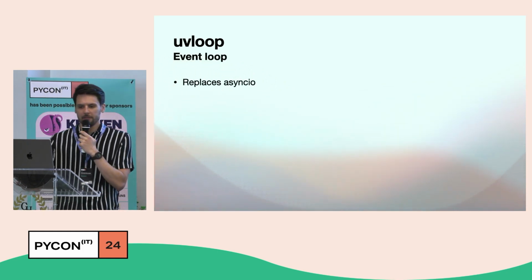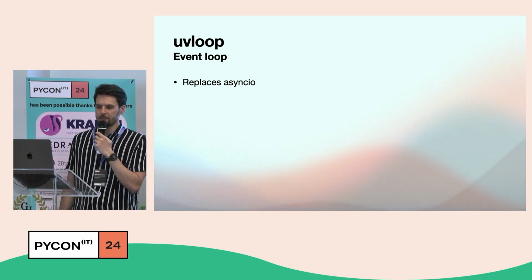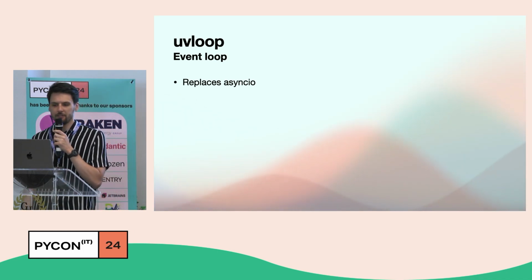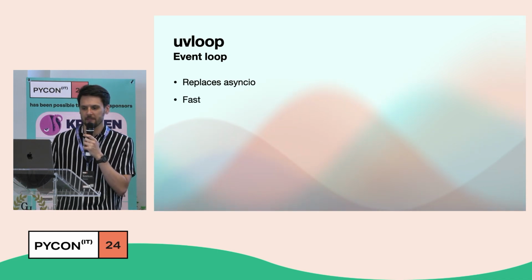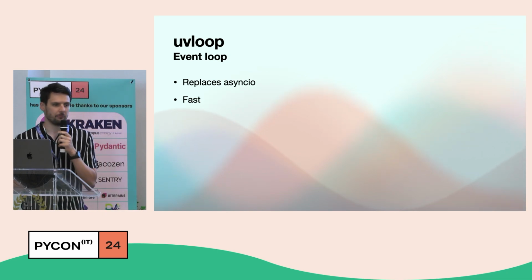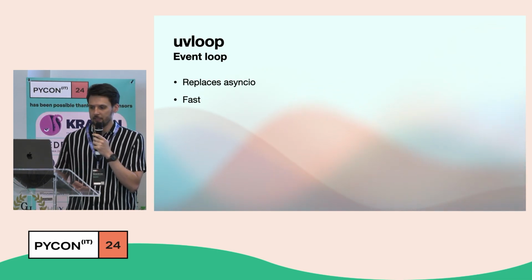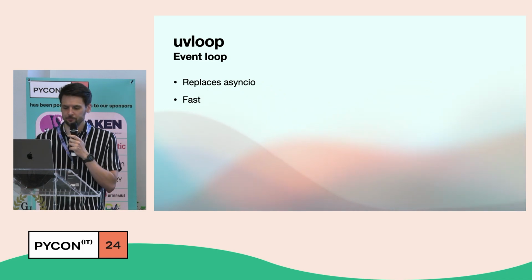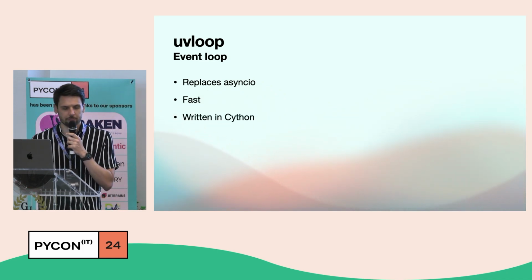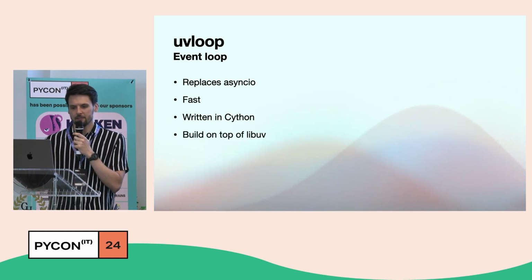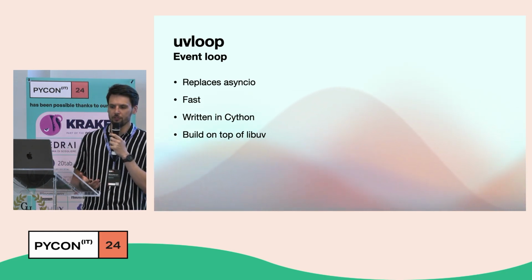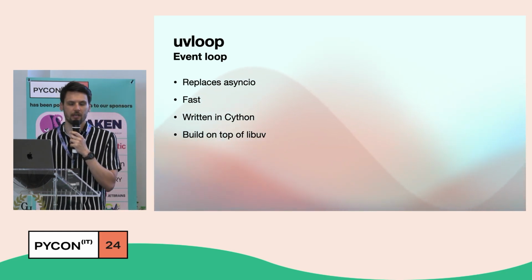uvloop is an event loop. uvloop implements the asyncio abstract event loop interface, which means that it provides a drop-in replacement of the asyncio event loop. It's fast. uvloop speeds up asyncio a lot. It's even faster than other popular async frameworks like Node.js or gevent. It's close in speed to programs written in Go. And uvloop is written in Cython and is built on top of libuv, which is a high-performance multi-platform asynchronous I/O library used by Node.js.